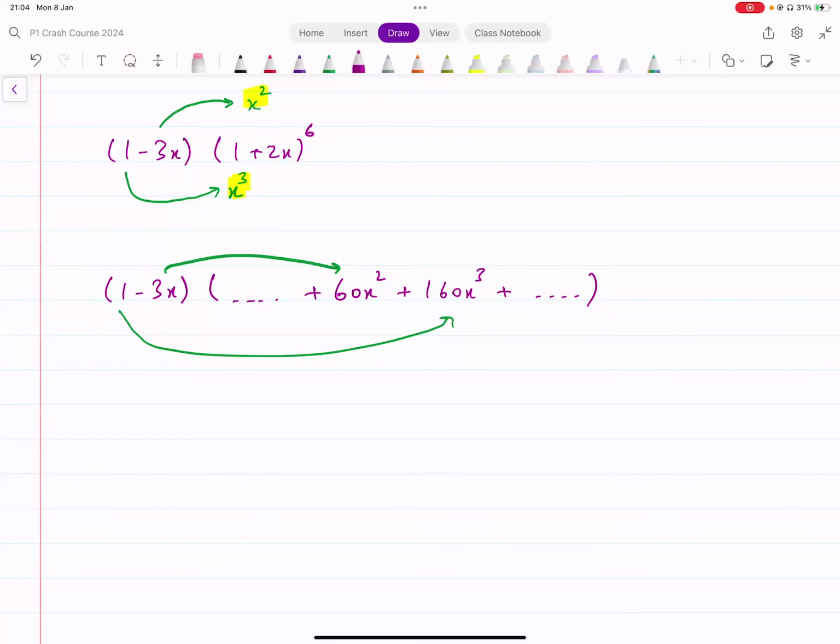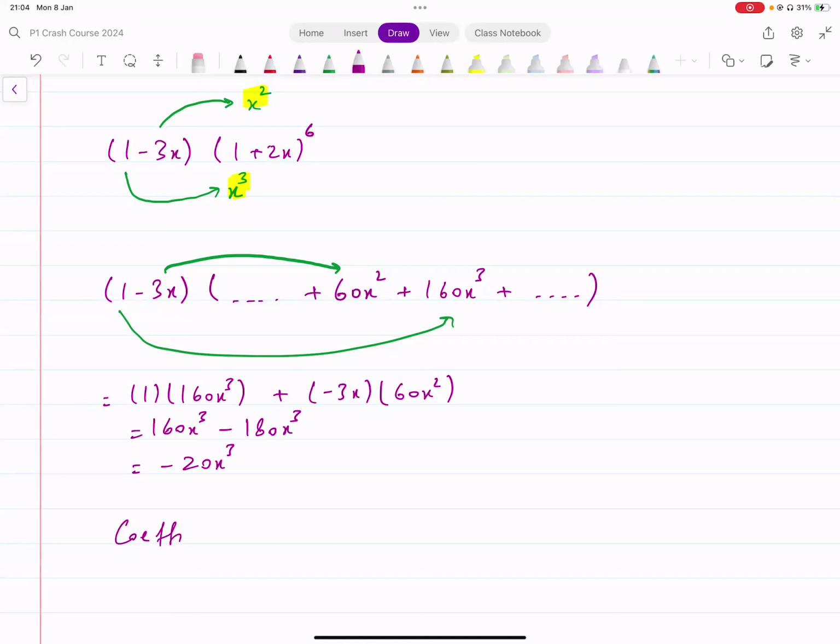And from that, we get 1 into 160x cubed plus minus 3x into 60x squared. We get 160x cubed minus 180x cubed, and that gives us minus 20x cubed. So the coefficient of x cubed is equal to minus 20. And that is what we were looking for.